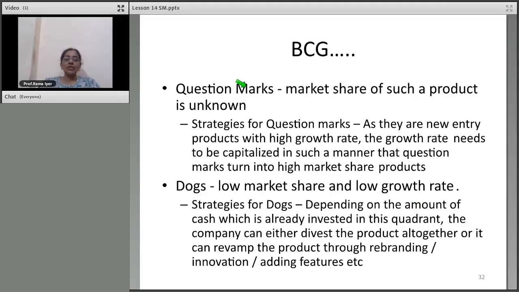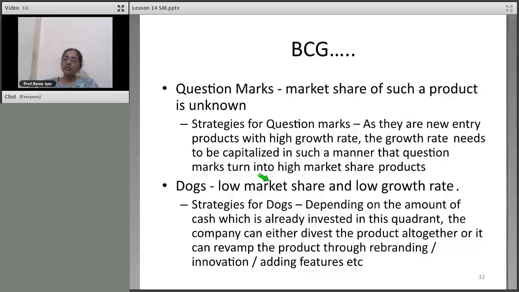Then comes the question mark. What happens? The market share of such a product is unknown. So what do you do? They are just entering the market with a high growth rate. The growth rate needs to be capitalized so that the question mark becomes a high market share product.